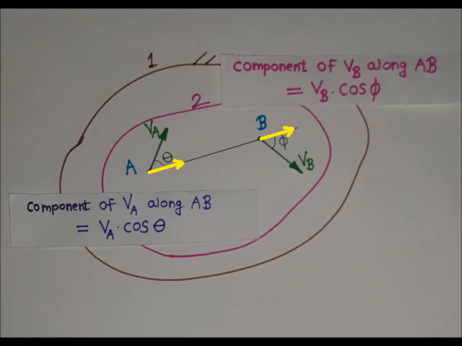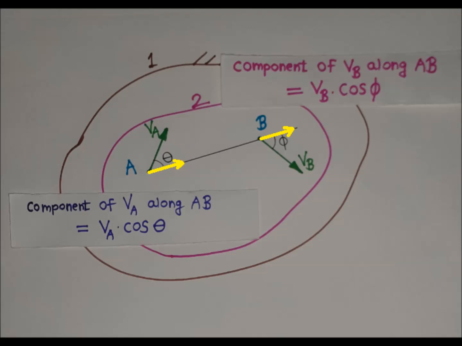The length AB is fixed because A and B are 2 points on planar rigid body 2. Hence, the distance between A and B will never change. If VA cos theta, the component of VA along AB, is greater than VB cos phi, the component of VB along AB, then point A will move towards B and the distance between A and B will reduce. But it is not possible because planar body 2 is a rigid body.